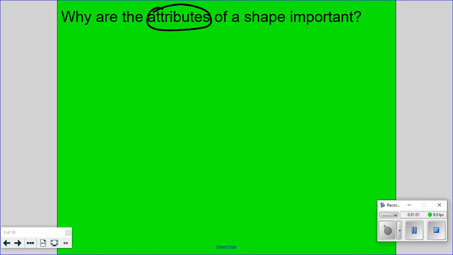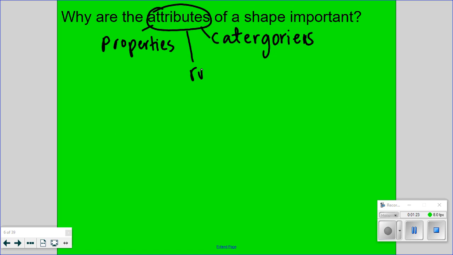So another word for attribute might be category. Categories. Ava, what's an attribute? Properties. We've heard that word before. Characteristics. I like to think of attributes as rules. The rules of a shape.